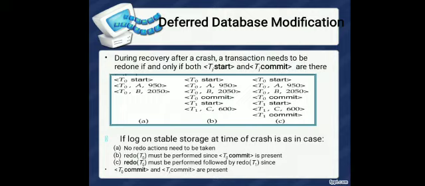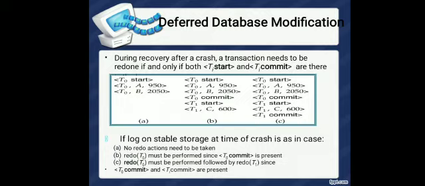The third case, C: T0 comma start, T0 comma A comma 950, T0 comma B comma 2050, T0 comma commit. So here a redo operation is performed because both T0 start and T0 commit are present. T1 comma start, T1 comma C comma 600, T1 comma commit also. So here both transactions T0 and T1 have to be redone, and the new values updated in the database.